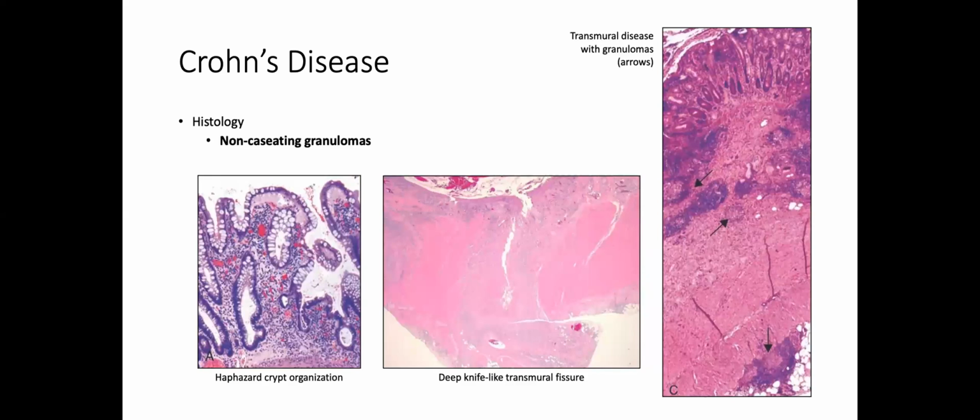Here's our histology. We said that there were non-caseating granulomas. You can look in the first picture, we've got a haphazard crypt organization, as we can see here, instead of these pretty crypts. Right here, we've got this big knife-like transmural fissure. And right here is our granulomas. So we know that's Crohn's disease, no granuloma in ulcerative colitis.